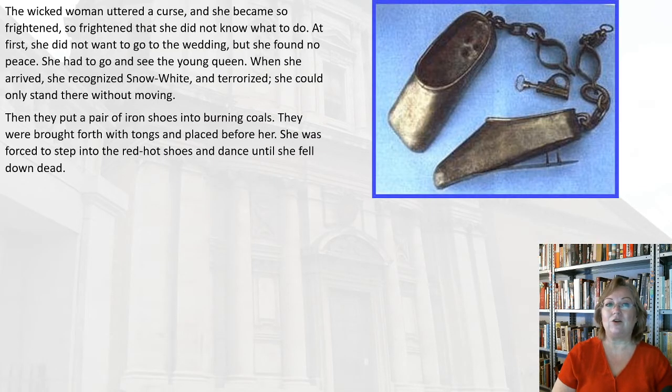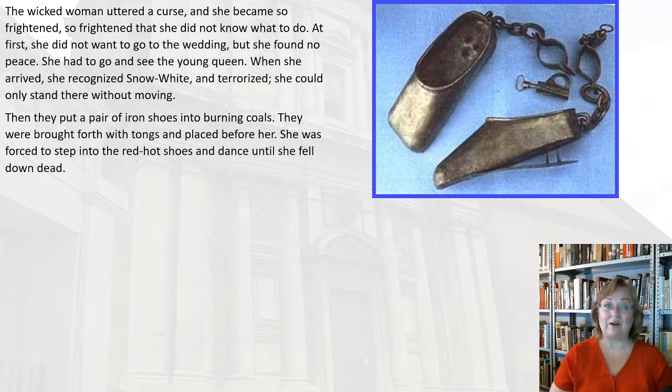The wicked woman uttered a curse, and she became so frightened that she did not know what to do. Why would she be frightened? Because it's the same terms, the same tone, the same prophecy that the mirror had given about Snow White. And she knew that Snow White was dead for years. But now she's being told the exact same thing. At first, she did not want to go to the wedding, but she found no peace. She had to go and see the young queen. She's got to see, is it really Snow White? When she arrived, she recognized Snow White, and terrorized, she could only stand there without moving.